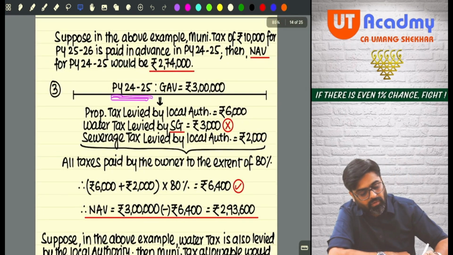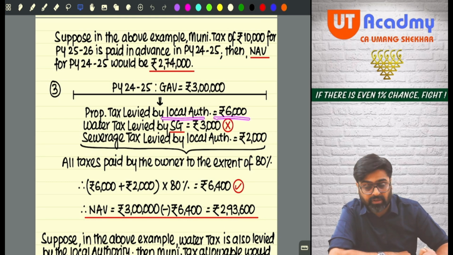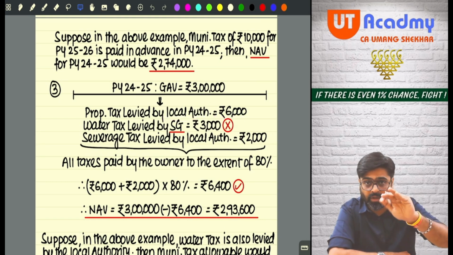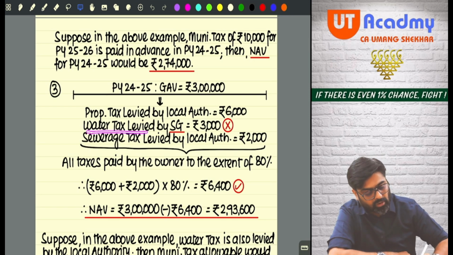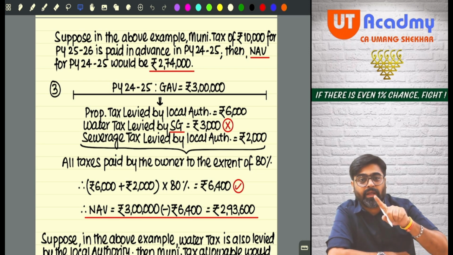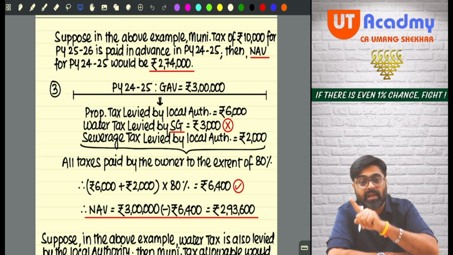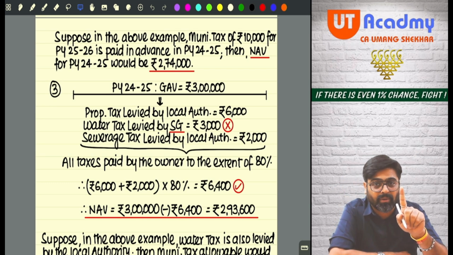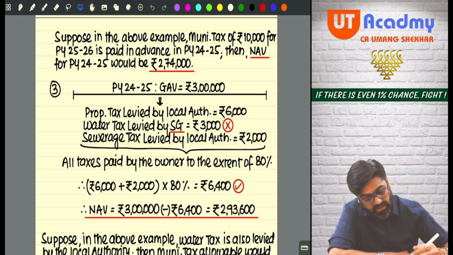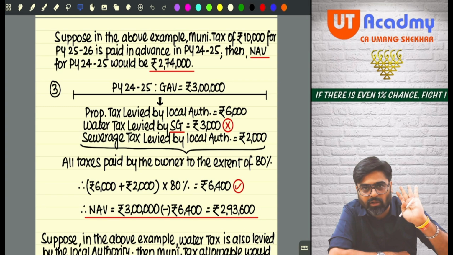If in the previous year 24-25 GAV was 3 lakh, property tax levied by local authority was 6,000. That means this is your municipal tax. Some water tax is also levied by state government. So is it a tax levied by local authority or by the state government? Any taxes related to your property levied by the state government is not municipal tax, will not be allowed as a deduction. But the property tax levied by the local authority, they are municipal tax, they will be allowed as a deduction. Sewerage tax levied by the local authority is also a municipal tax. This will also be allowed as a deduction.